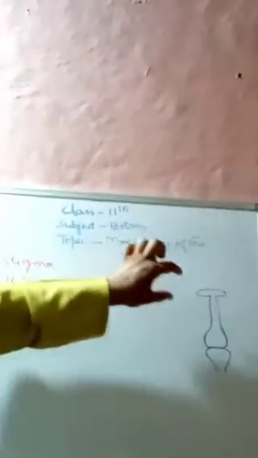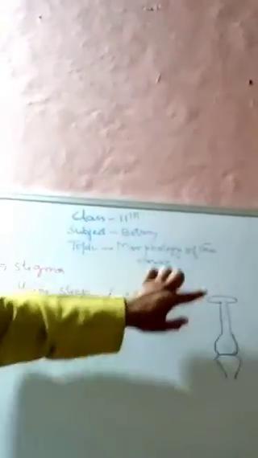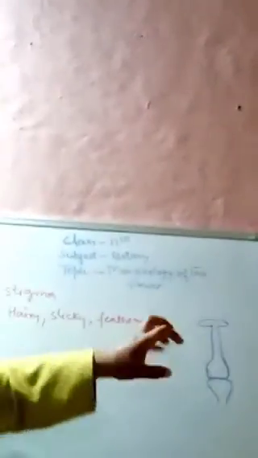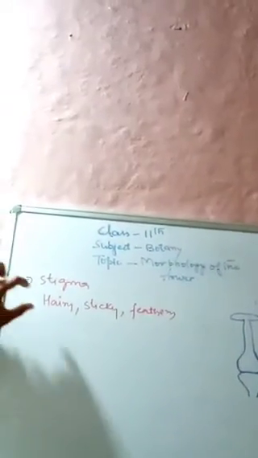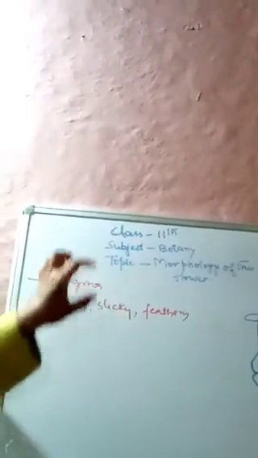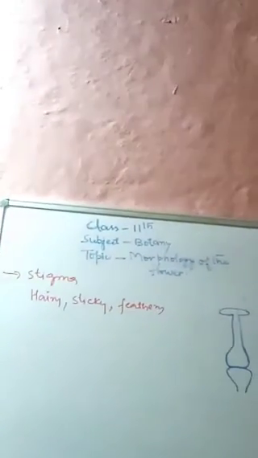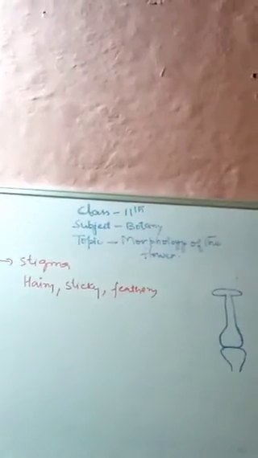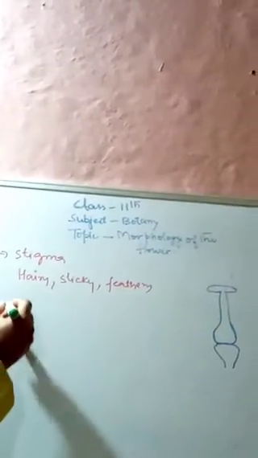Stigma is the terminal part of the carpel, the surface which receives pollen grains from the anther during the process of fertilization. It is somewhat hairy, somewhat sticky, somewhat feathery in nature. If we look at its shape, we have got different types of the stigma. First one is called bifid.